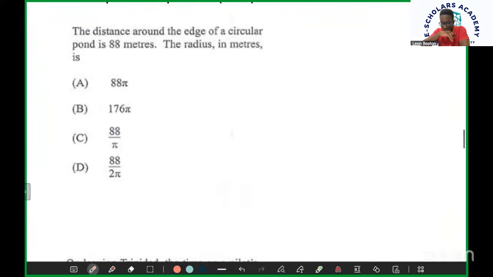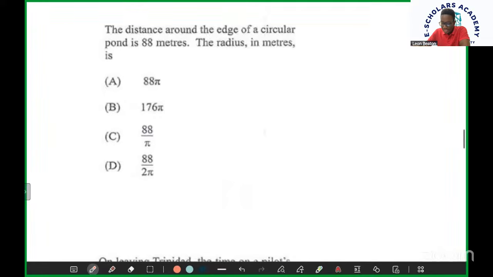The distance around the edge of a circular pond is 88 meters. The radius in meters is. So when we talk about distance around anything, we're talking about the perimeter. And since we're talking about a circular pond, the distance around would be the circumference. And we know to find the circumference of a circle, since we're dealing with radius, it's 2 pi r. I think this formula will be given to you, but this one's a nice and easy one to remember.